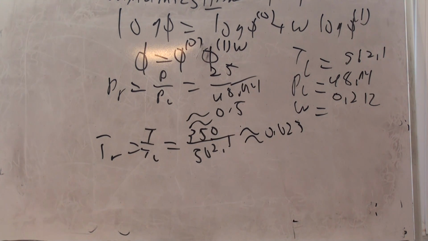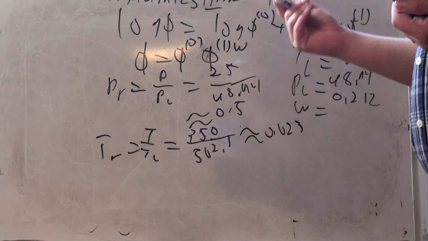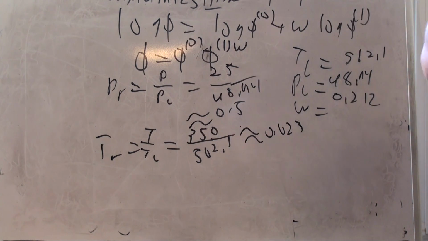Now, what if you wrote a code to do this for you? Well, all you would need to do is calculate these things and tell me what phi 1 and phi naught are. Okay, well, my code doesn't spit out that, it just spits out phi.